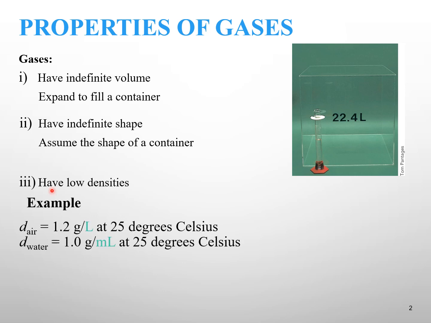Okay? Now, next thing, gases in comparison have low density. So for example, if you compare water, it's 1 gram per 1 mL at 25 degrees Celsius. For air, it's 1.2 grams per 1 liter. That's a huge difference right there.